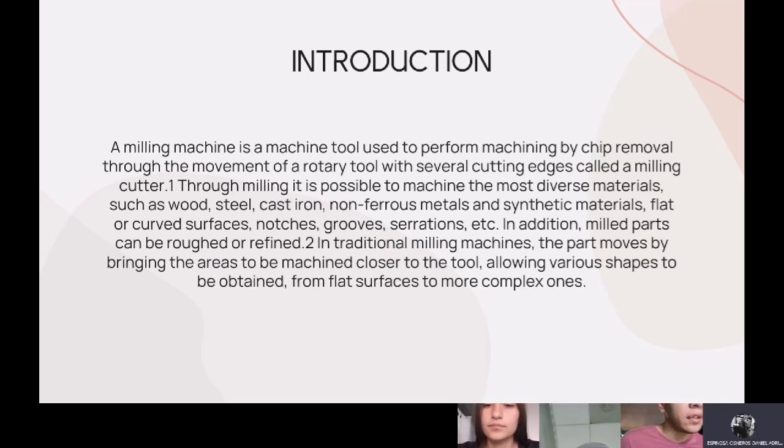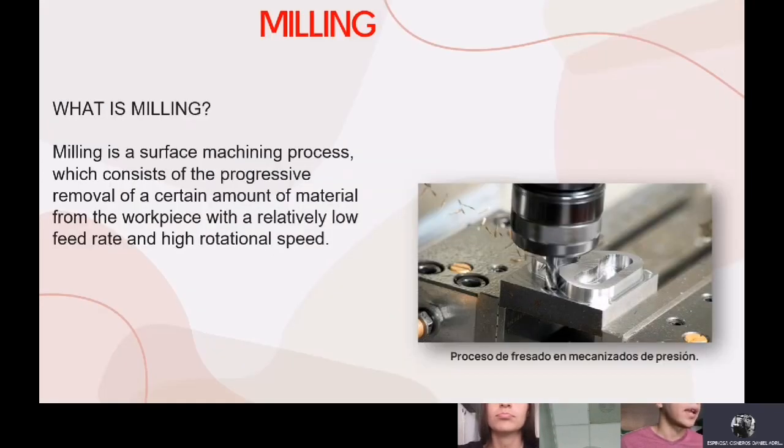2. In traditional milling machines, the part is machined by bringing the areas to be machined closer to the tool, allowing various shapes to be obtained, from flat surfaces to more complex ones.